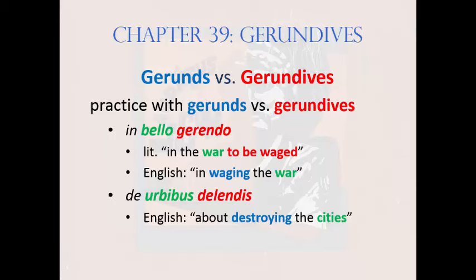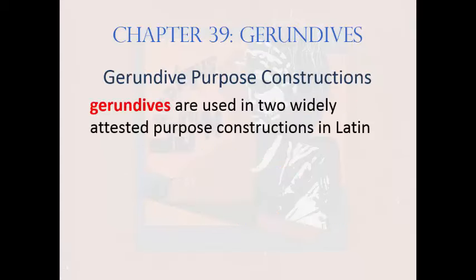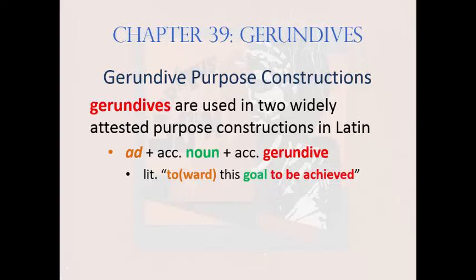We'll practice gerundives more at the end of the lesson, but first we need to look at one of their most important applications, the gerundive purpose construction. I should say constructions, because Latin has two gerundive purpose constructions, very different looking, but closely related grammatically. One uses the preposition ad plus an accusative noun plus an accusative gerundive, meaning literally and nonsensically, to or toward the noun to be gerundived. For instance, to or toward this goal to be achieved. Use the reverse the noun and verb rule we just discussed above, and you will get the much better English toward achieving this goal. The equivalent of a purpose construction, to achieve this goal.